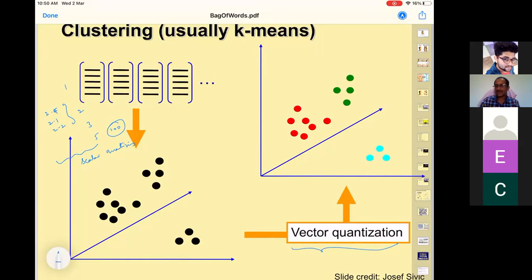Similarly, this is vector quantization, because all of these are vectors in 2 dimensions, and we represent the whole of them by a single vector. That's why it is called vector quantization. We are representing the whole cluster of vectors by a single centroid vector, for example. That is vector quantization.